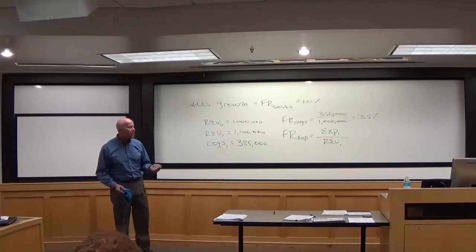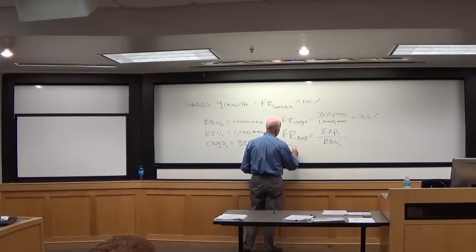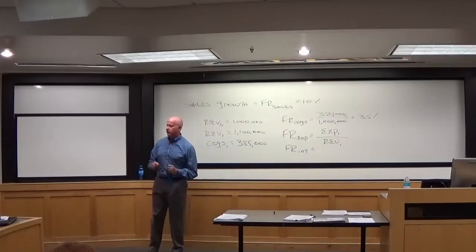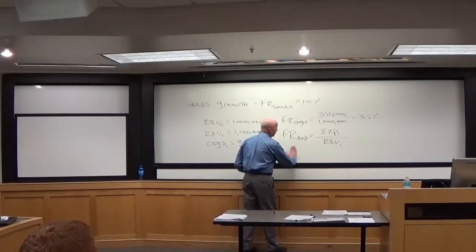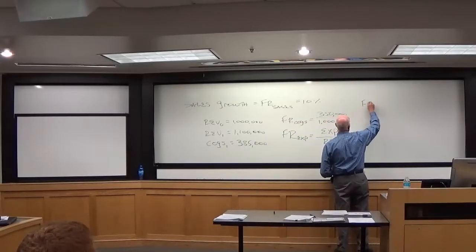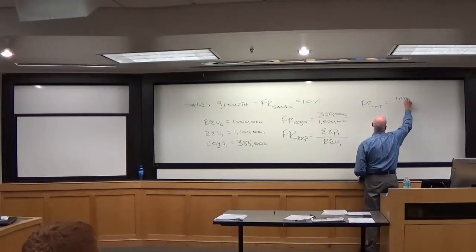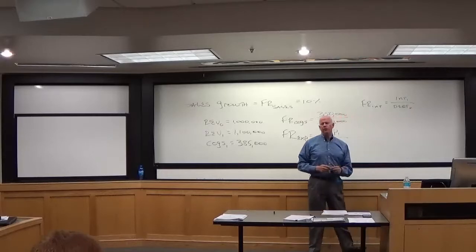Okay? We also have a forecast ratio for interest expense, and it's different than the forecast ratio for the other expenses. It's a different structure. I'll go to the other part of the board since this one's a little low. Forecast ratio for interest expense is equal to the interest expense in time 1 divided by the debt in time 0. Does that look familiar to you?